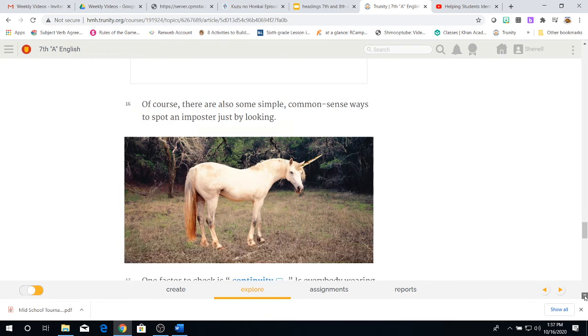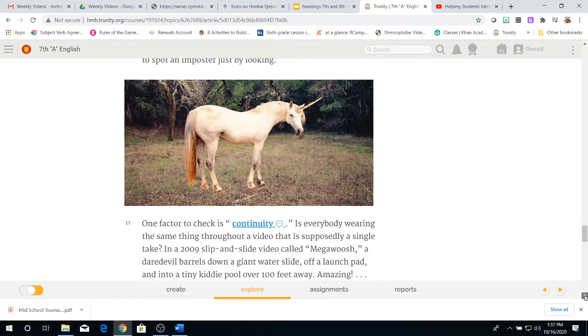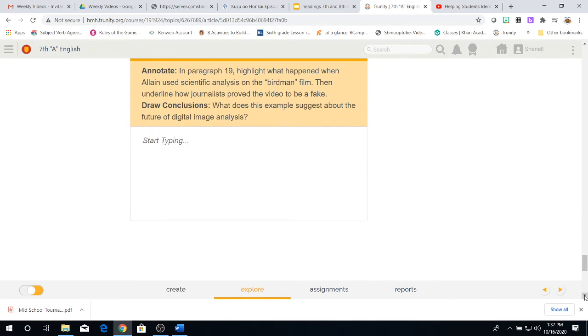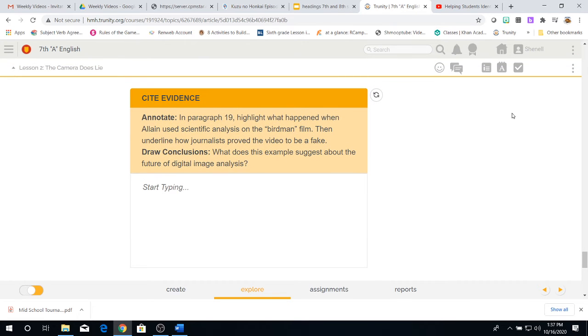Then we come to paragraph 16. We have a beautiful picture of a unicorn, or is it? Paragraph 17, 18, and 19. Again, we come to another cite evidence. We're going to annotate in paragraph 19 by highlighting what happened when Alian used scientific analysis on the "Birdman" film. Notice that Birdman's in quotation marks. Then underline how journalists proved the video to be a fake.